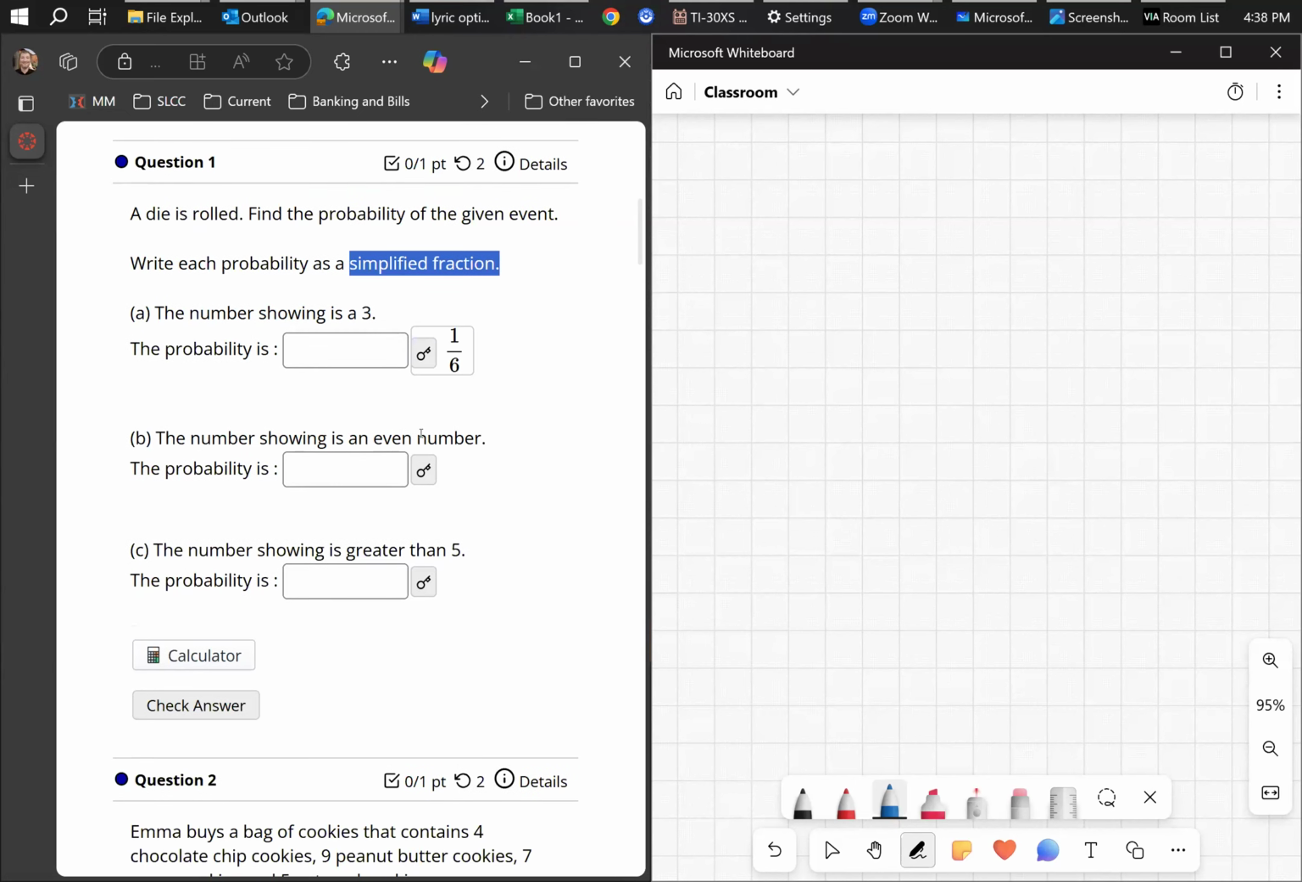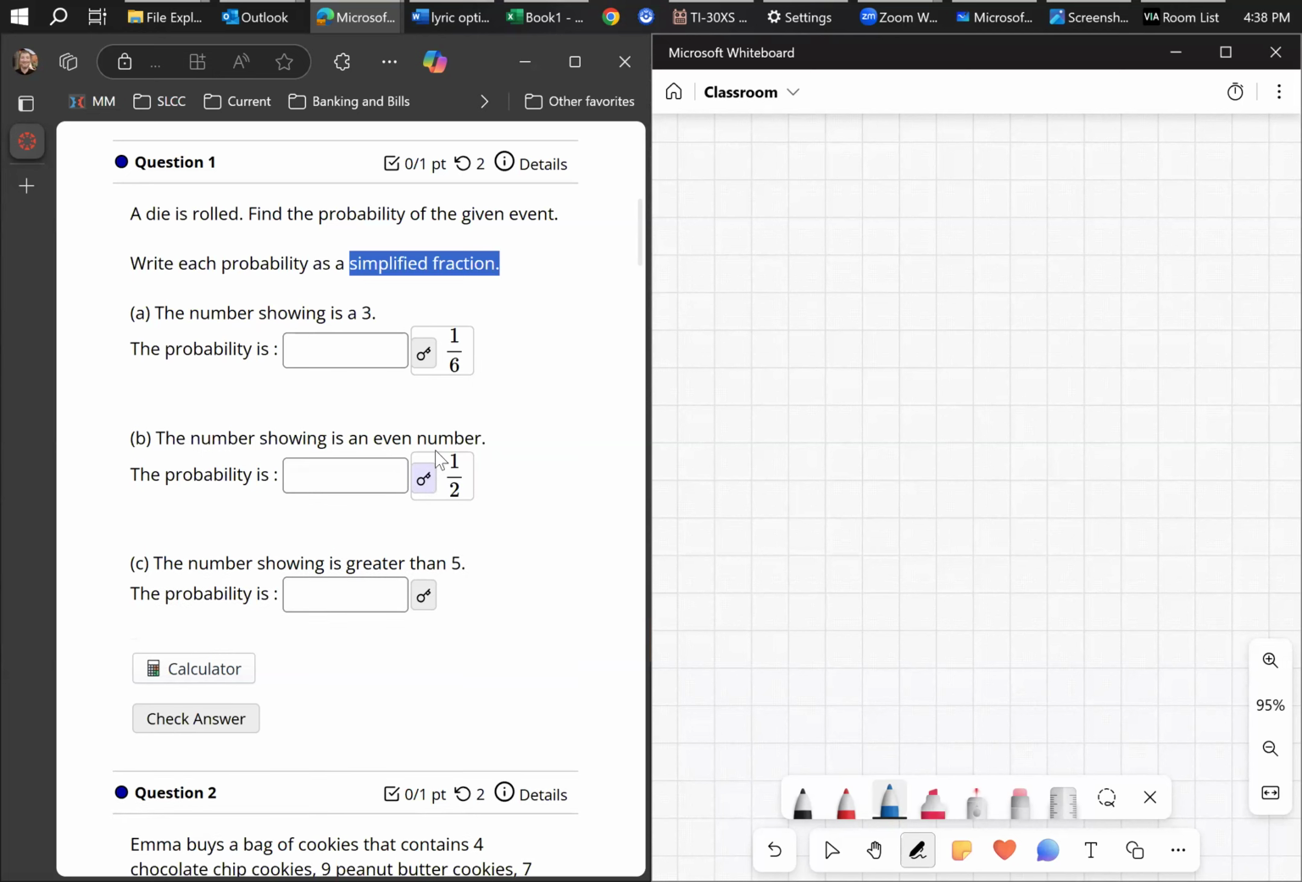What if the number is even? Well, on a six-sided die, that would be a 2, a 4, or a 6. So that's 3 numbers. 3 out of 6 reduces to 1/2. Make sure it's a simplified fraction. Don't leave the 3/6. It will say something like it's equivalent, but not correct.